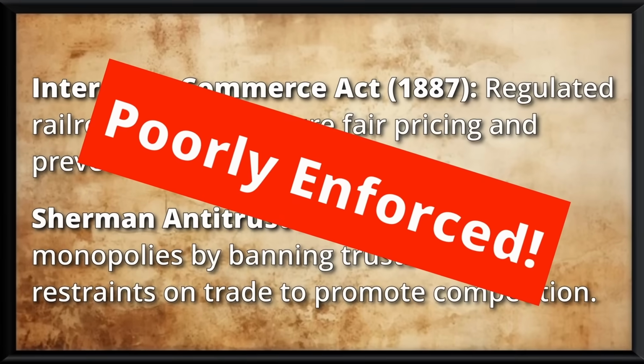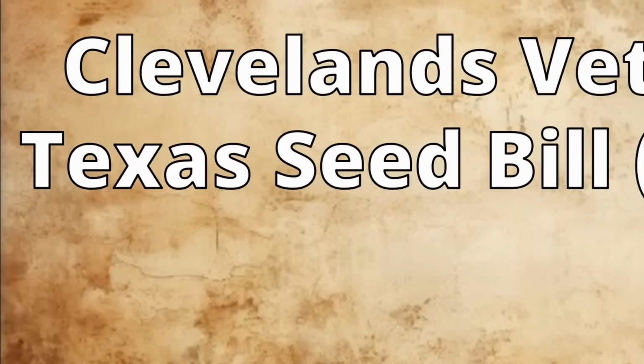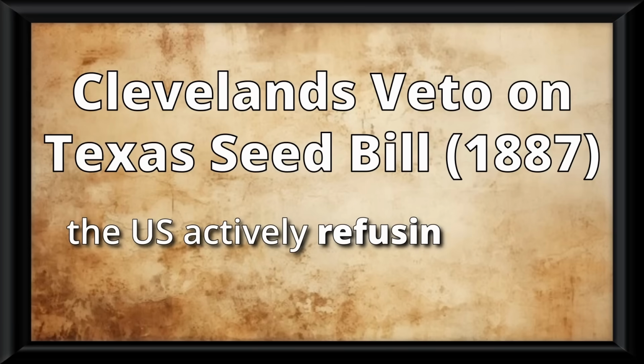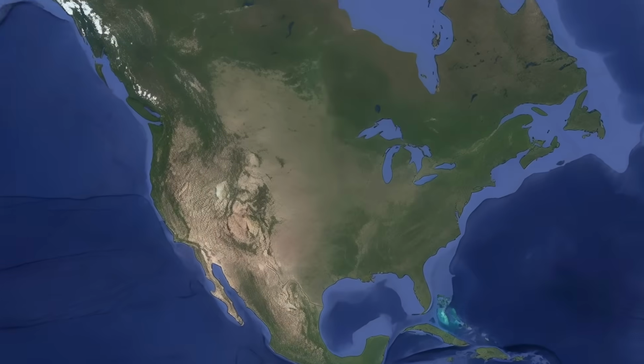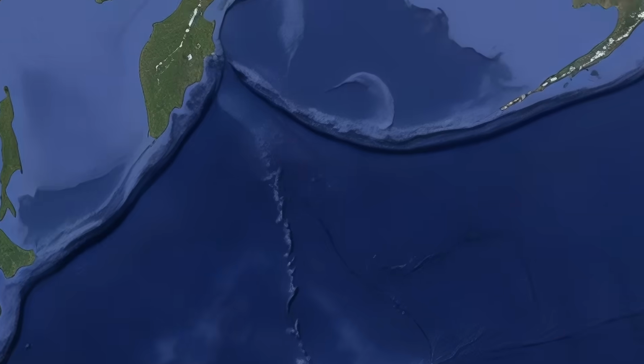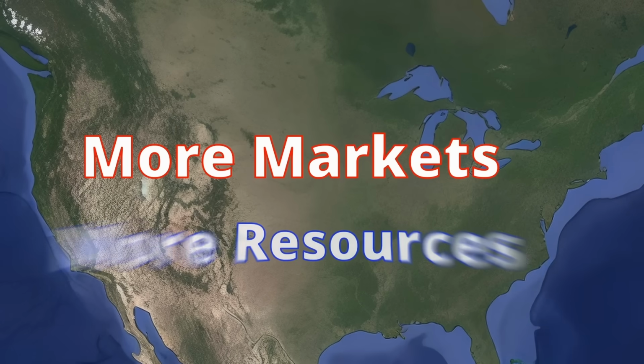In fact, a good example to counter these points is President Grover Cleveland's veto to sending relief to farmers. This shows the US actively refusing to help their own economy in hardship. But here's your contradiction. Because while the US government didn't intervene at home, they definitely intervened around the world. The point is, the US wants more markets and more resources.